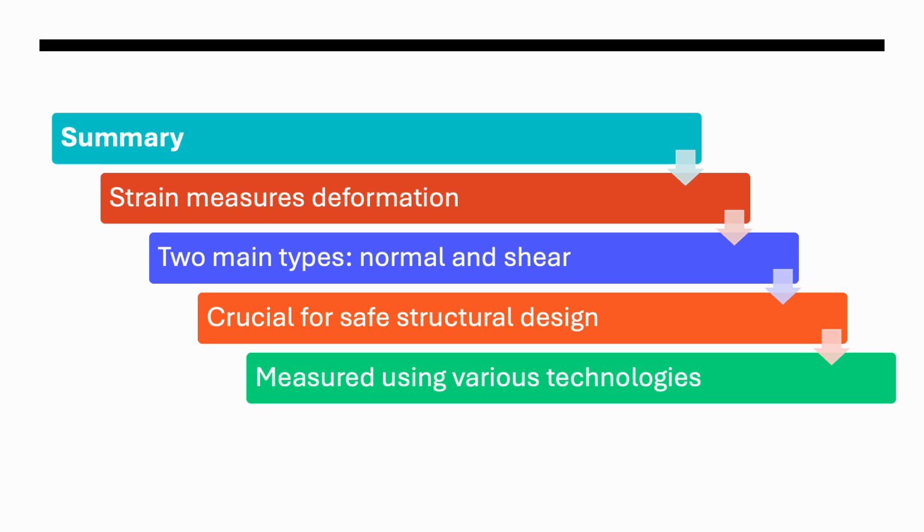And as a summary, we have strain, which measures deformation, two main types, normal and shear, and again strain due to temperature. It is crucial for safe structural design, and it can be measured using various technologies.